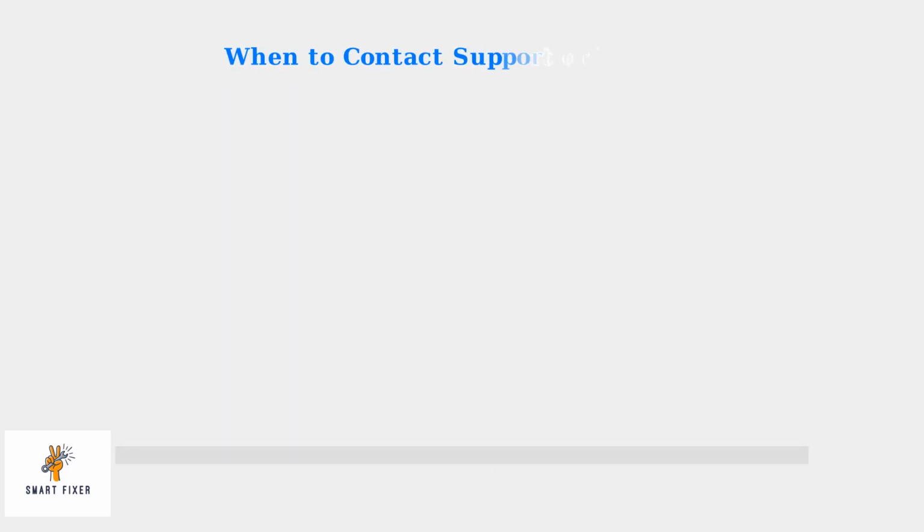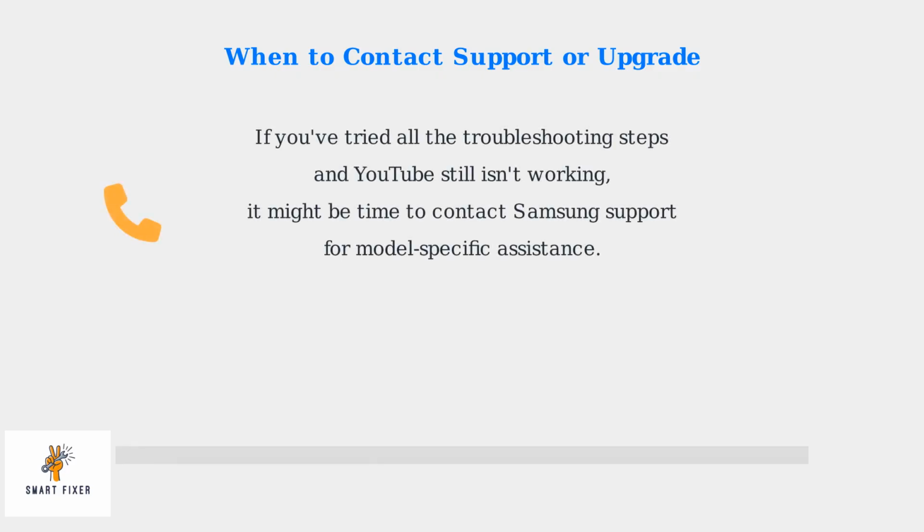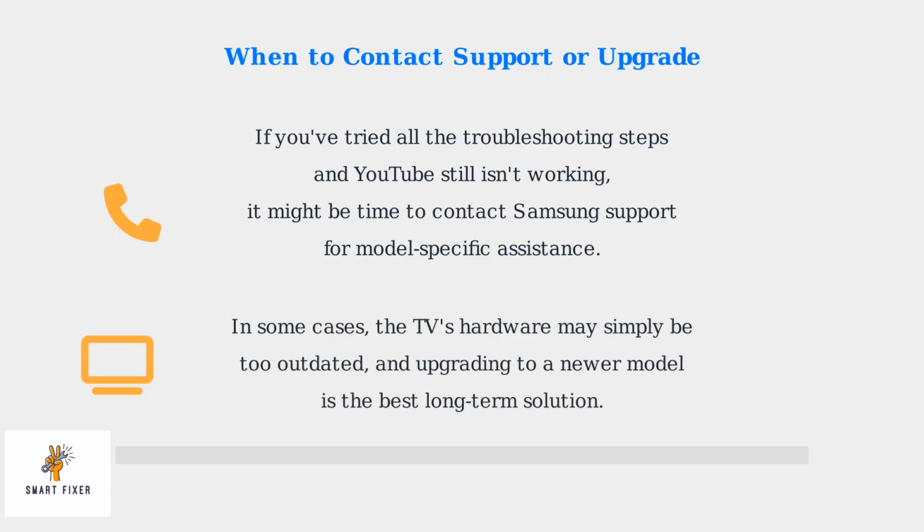If you've tried all the troubleshooting steps and YouTube still isn't working, it might be time to contact Samsung support for model-specific assistance. In some cases, the TV's hardware may simply be too outdated, and upgrading to a newer model is the best long-term solution.